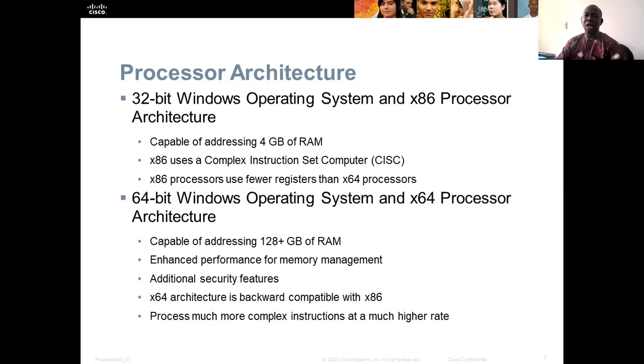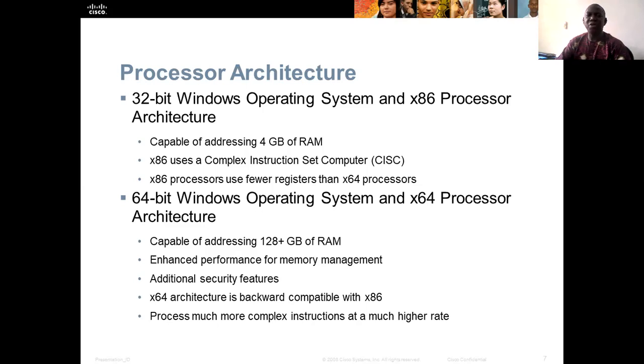We also have reduced instruction set computing. So you have CISC, then we have RISC in the category of instruction set. We have complex instruction set computing, then we have reduced instruction set computing. Now x86 uses that, and then x86 processors are fewer, they use fewer registers than x64 processors. So take note of that.